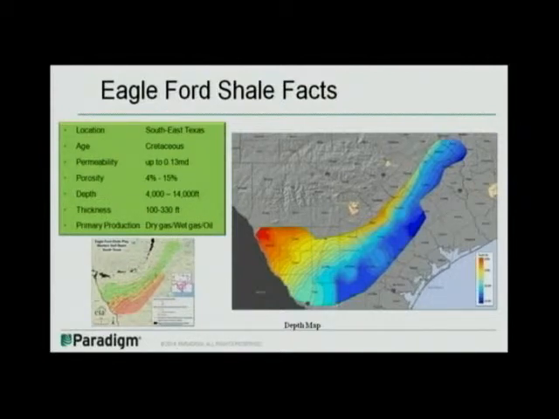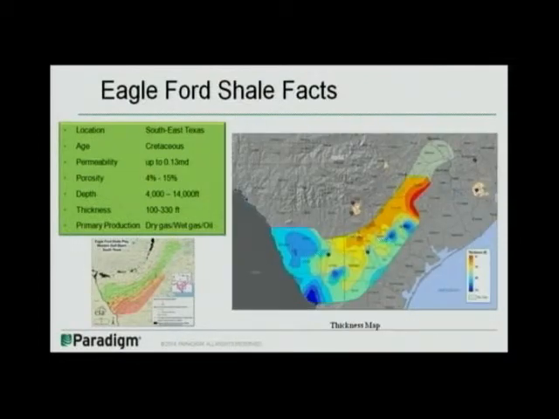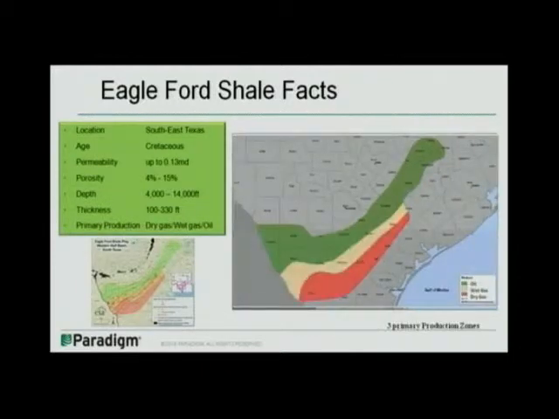And so this is a depth map. You can see how it is getting deeper to the south. We have a thickness map that shows the layer thickness distribution. And this is the oil and gas distribution. So this is oil, this is wet gas, and this is dry gas. This is what they expect.